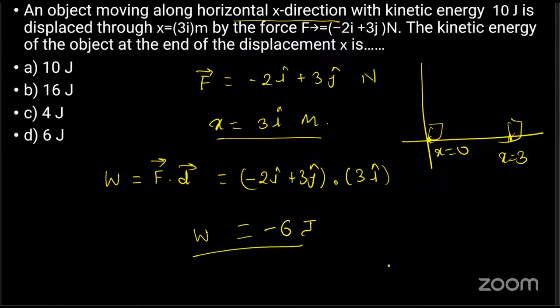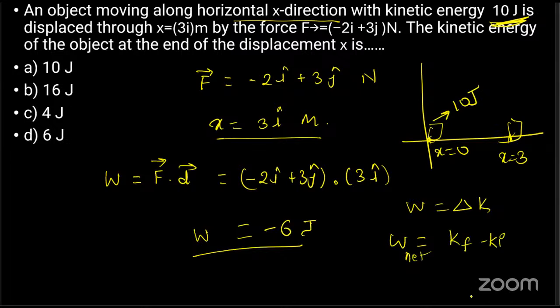ठीक है, so we can say that work done is nothing but delta K, change in kinetic energy. Now the kinetic energy of the object at the end of the displacement. So at x is equals to 0, what is the kinetic energy? 10 joule, which is given in the question also. So we can say that net work done is equals to K final minus K initial.